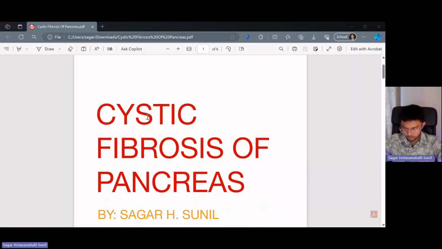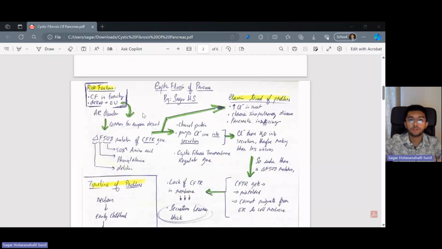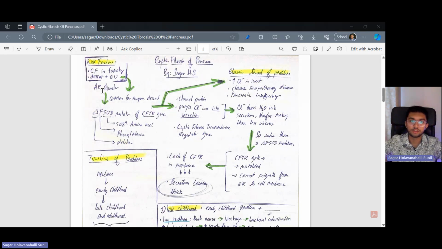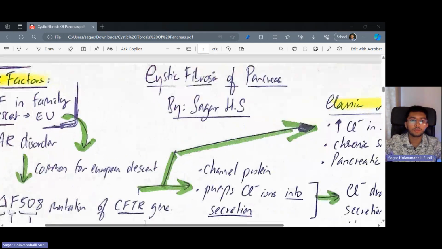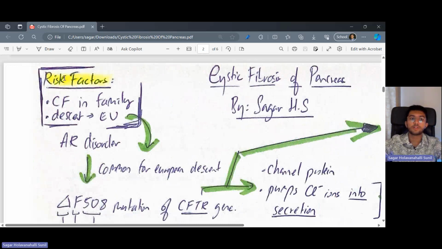Okay, hello guys. So now I'll be talking about the cystic fibrosis of pancreas. Cystic fibrosis of pancreas is basically an autosomal recessive disorder. The risk factor for this is that cystic fibrosis usually runs in the family, or the person who's affected by this is of European descent, typically Northern Europe or Eastern Europe.